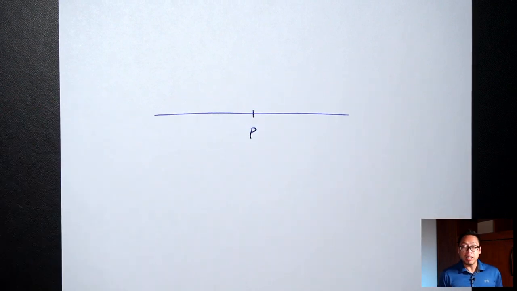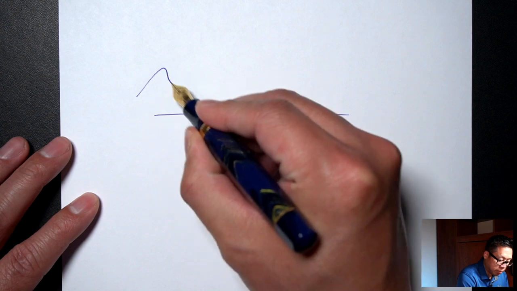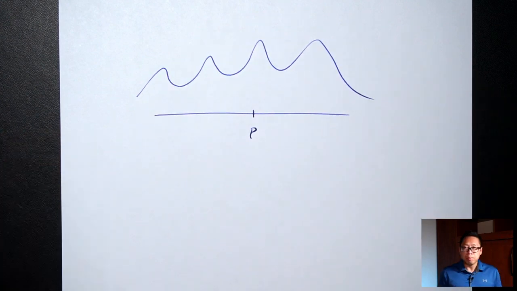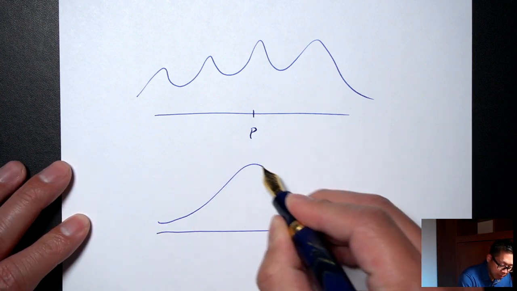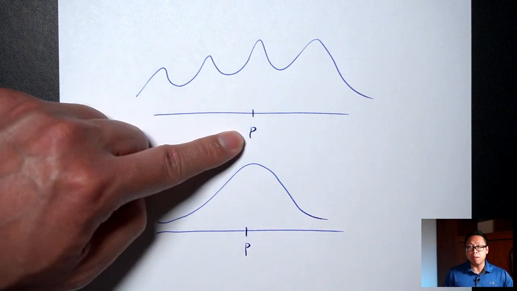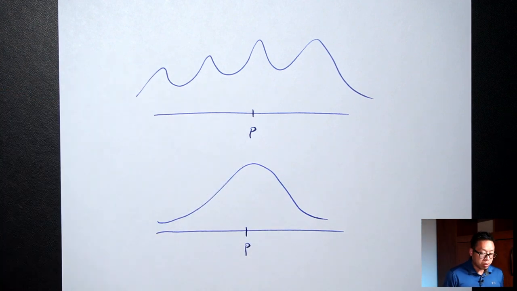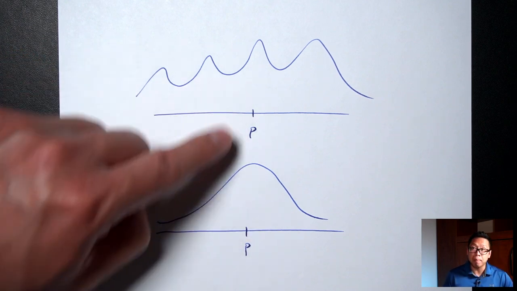P. And this proportion comes from a population that we know nothing about. So the distribution for this population could look very wild. But we don't really care. We don't really care because we have this central limit theorem that we talked about in the last unit. And the central limit theorem says that as long as we pick a sample size big enough, the distribution is going to look like this. And it's going to have a mean that matches the mean of the original population. So instead of trying to catch this P, I'm going to try to catch this P because they're the same.